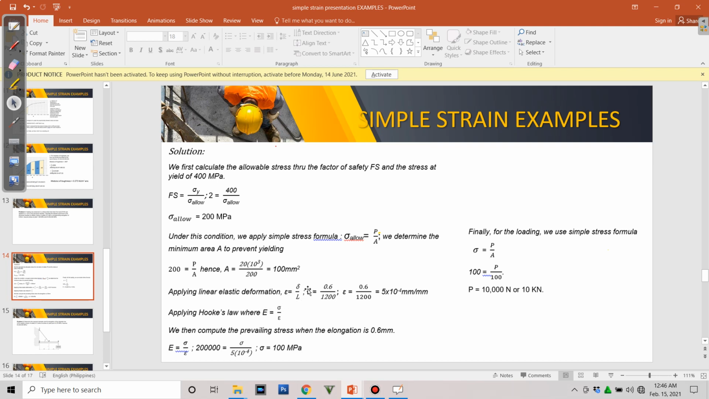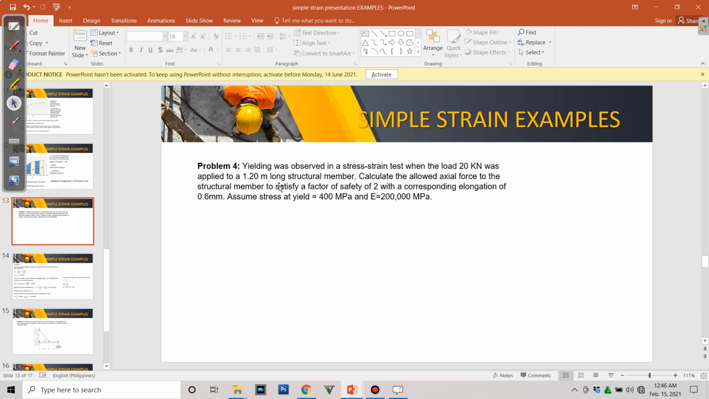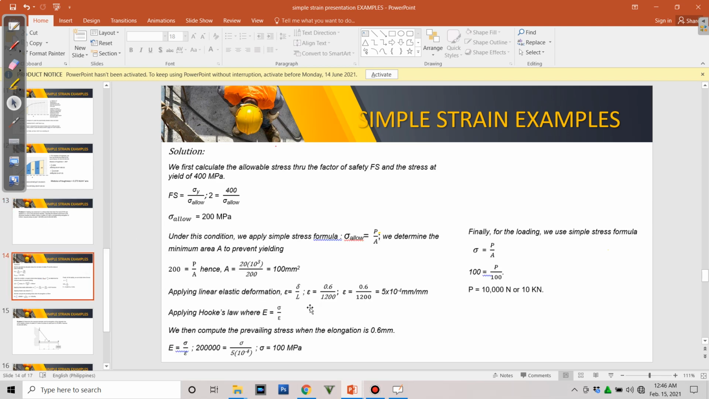So strain is equal to delta over L, and 1200 is actually the length of your structural member. Okay, so from that we can determine your strain. Okay? So what is the purpose in determining the strain?